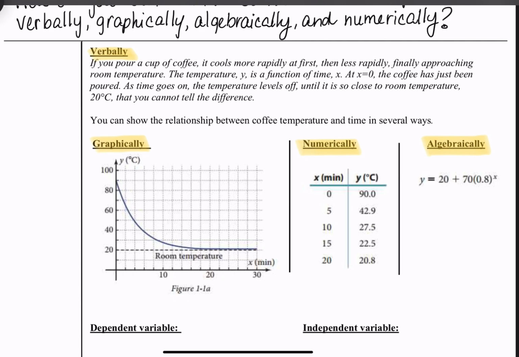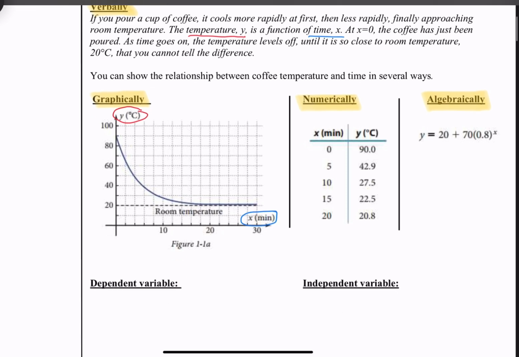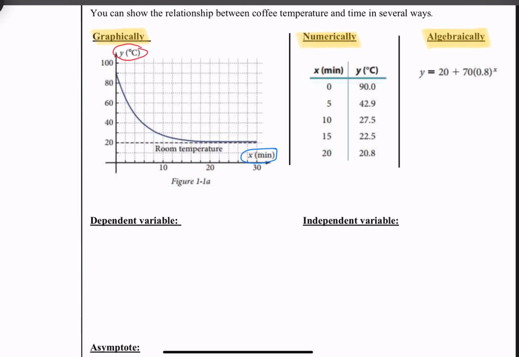Now the temperature y, which tells me that the temperature is going to be along the y-axis, and I can see that here. My vertical axis or my y-axis is in degrees Celsius. And that is a function of time, x, which I can see along the x-axis, and the time is in minutes. Now, saying that the temperature y is a function of time means that the temperature is dependent on the time. So we're going to come down here and we're going to define what it means to be a dependent variable versus an independent variable.